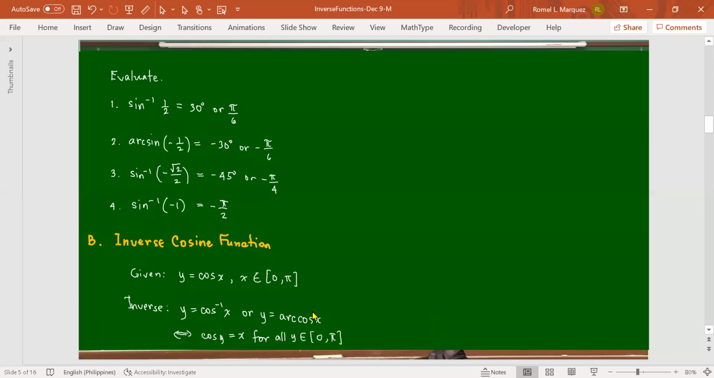Okay, guys? So remember, the domain of y equals cosine x becomes the range of y equals cosine inverse of x. And the range of y equals cosine x is the domain of cosine inverse of x. So the domain of cosine inverse of x is -1 to 1, and the range, of course, is the agreed interval, which is 0 to pi. Okay, guys?